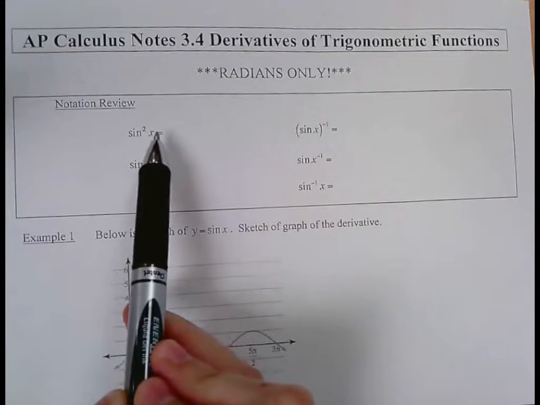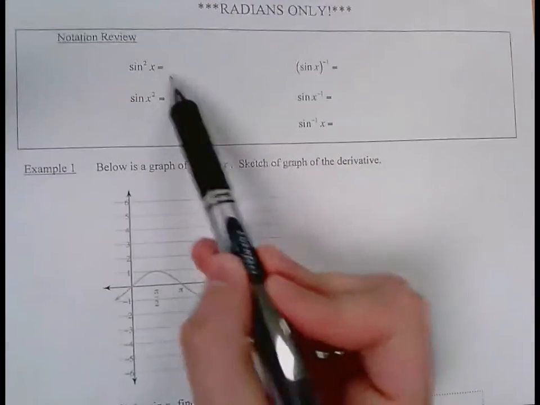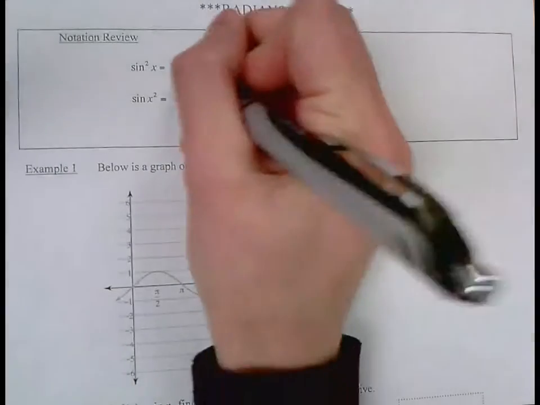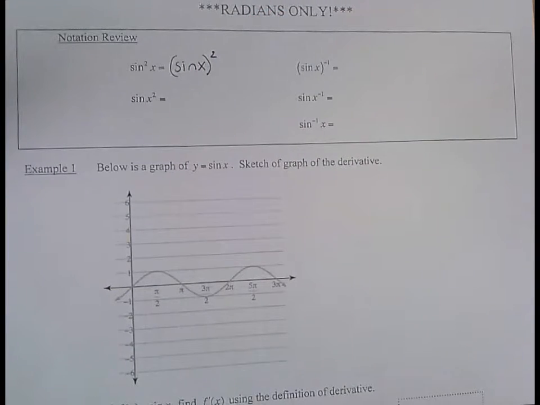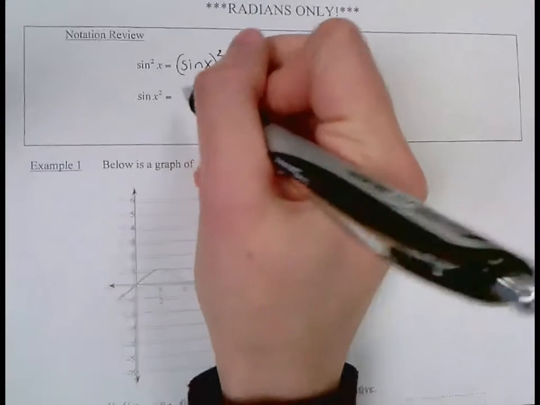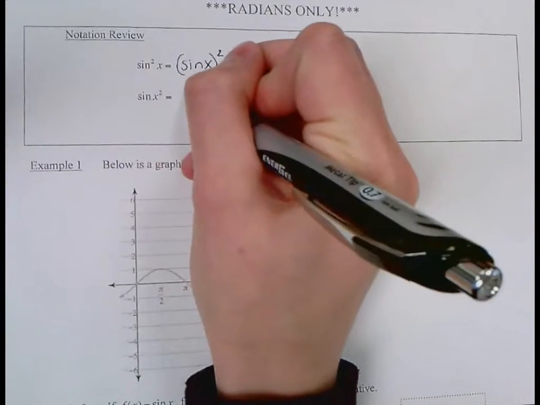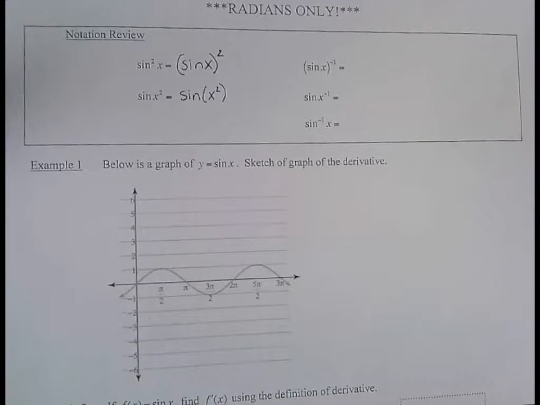So if you see sine squared x, what does that mean? What's another way to write this? Okay, so that's sine of x squared. So what does sine x squared mean? Yeah, so this is just if they have something like this without parentheses, the x squared is the input into the sine function. So not getting those mixed up.